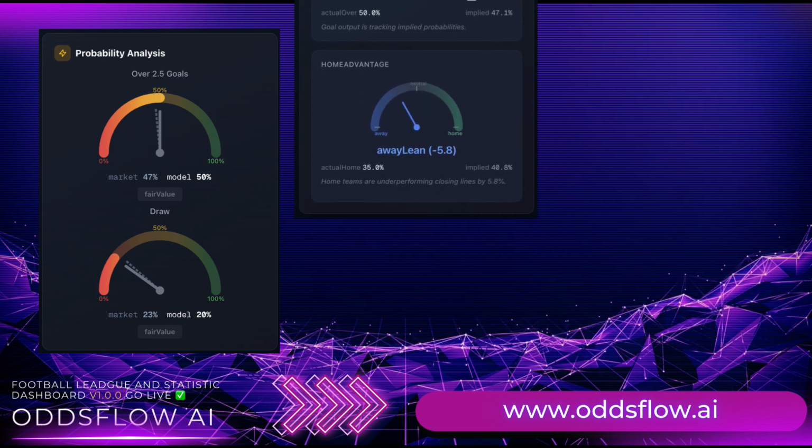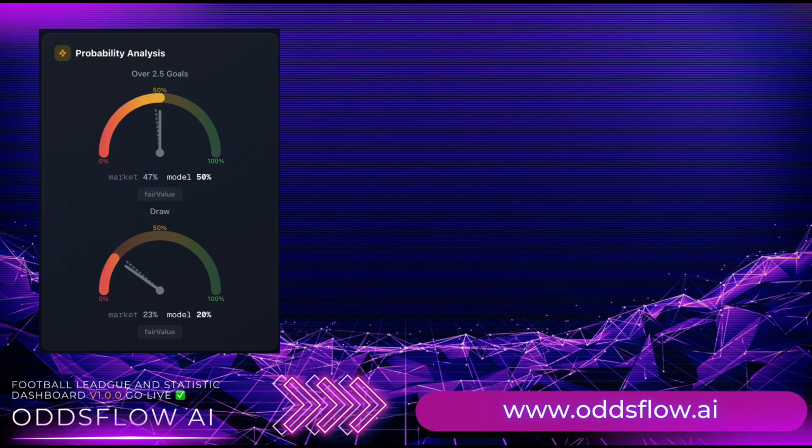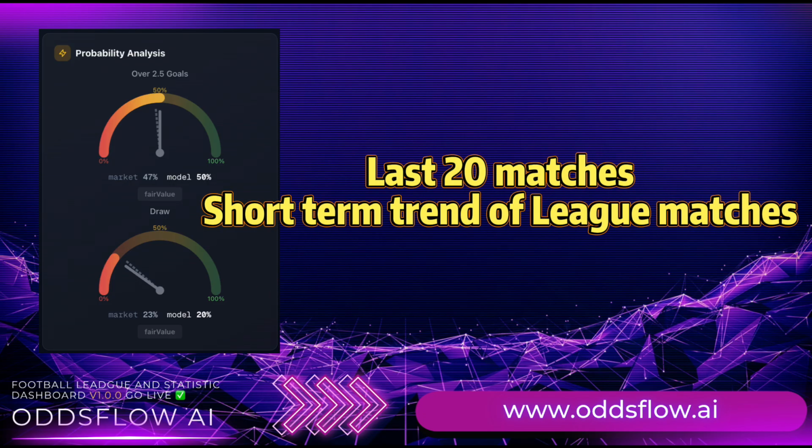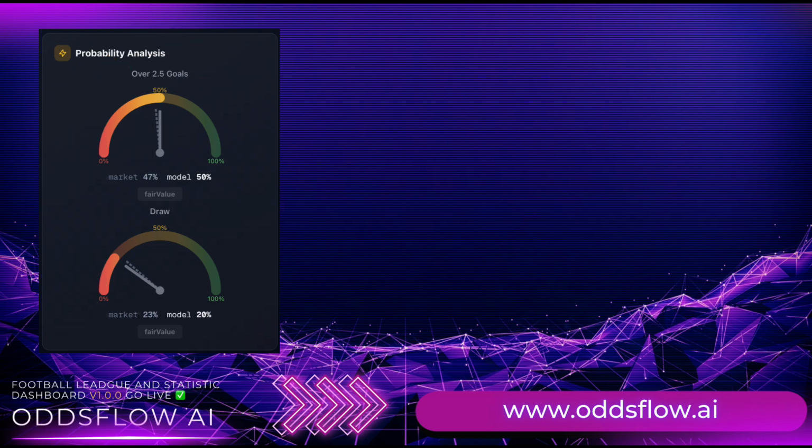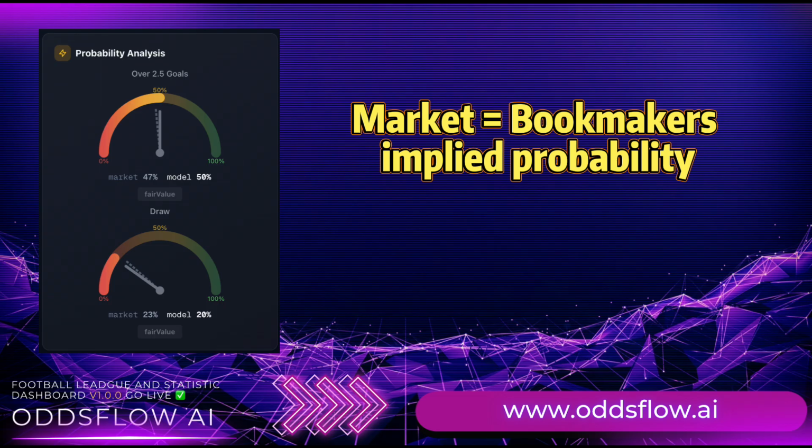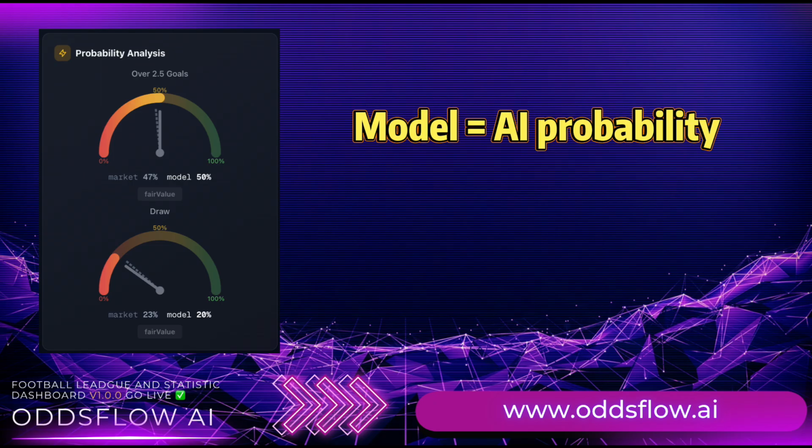First, the left side, probability analysis. You'll see two gauges in this Premier League view based on 20 matches. Gauge 1 is over 2.5 goals. That's the question. Will the match end with 3 total goals or more? Now look at the two labels. Market is what the bookmaker implies from odds. Here, it's 47%. Model is what our AI estimates here. It's 50%.